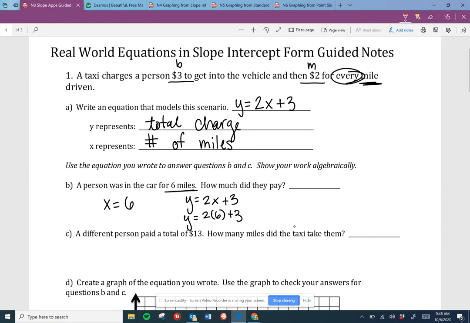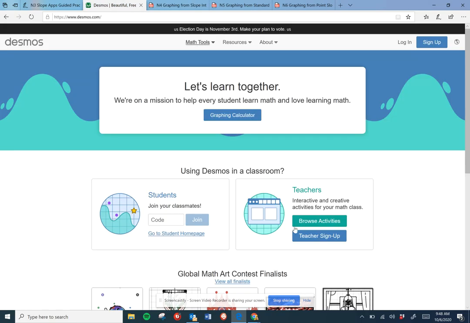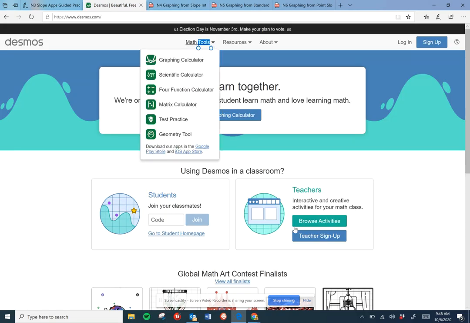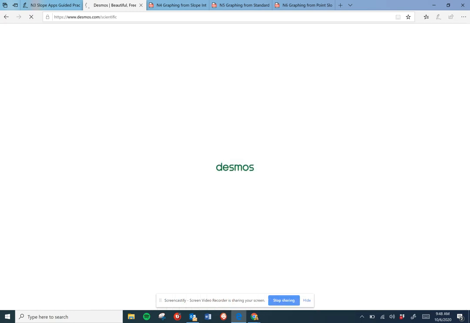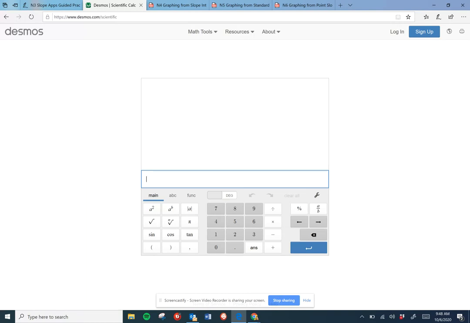We've been using Desmos, and I want you to continue to use Desmos. Don't forget, when you're doing this kind of simple math, you want to go to the scientific calculator, and then you just type in everything after the equal sign. So we will have 2 times (6) plus 3 to get our answer, which would be 15. So our final answer is going to be $15.